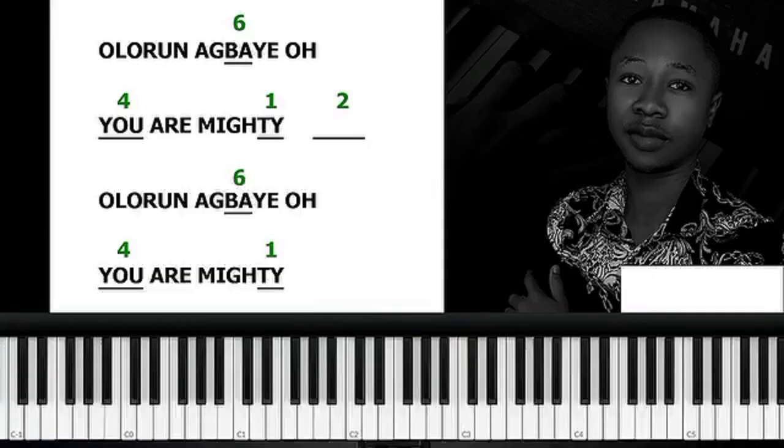So that is a minor sound. That's why I have the 6. Then "you", but it's a strong sound. "Mighty" is also a strong sound. So that is why I tested it with major chords and found out "you" is 4, "mighty" is 1. Then if you listen to the song, you are mighty.